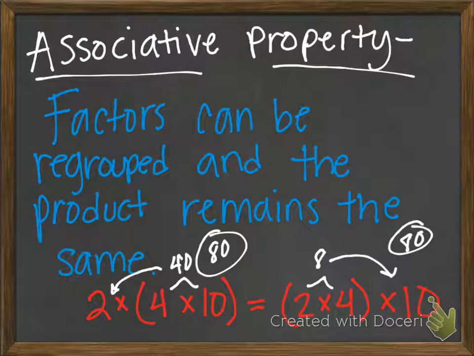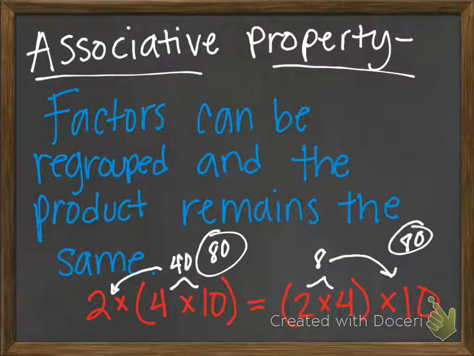Okay, so the associative property, basically, the parentheses in each of the problems are moved around two different numbers. As you can see right here, the parentheses are around 4 and 10, and over here it's around 2 and 4. But it states that the product will remain the same. So that means they equal the same thing.